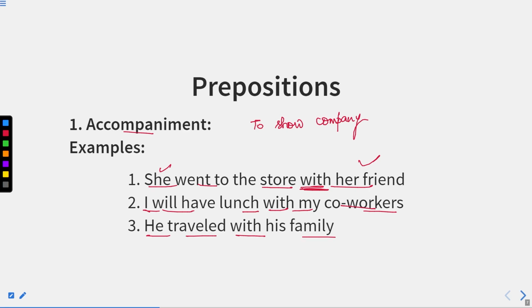He traveled with his family. Now in traveling, he accompanied his family. So with is used to show this accompaniment over here. So when two things accompany each other, when one gives company to another, we use the preposition with. Now let us move to the next one.